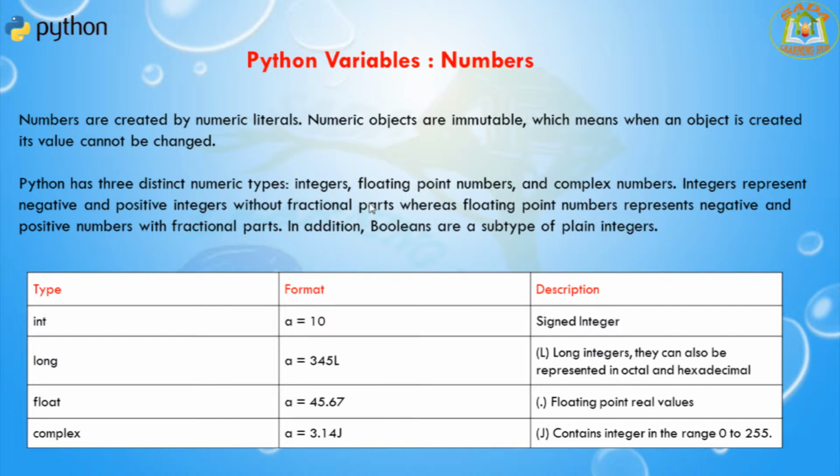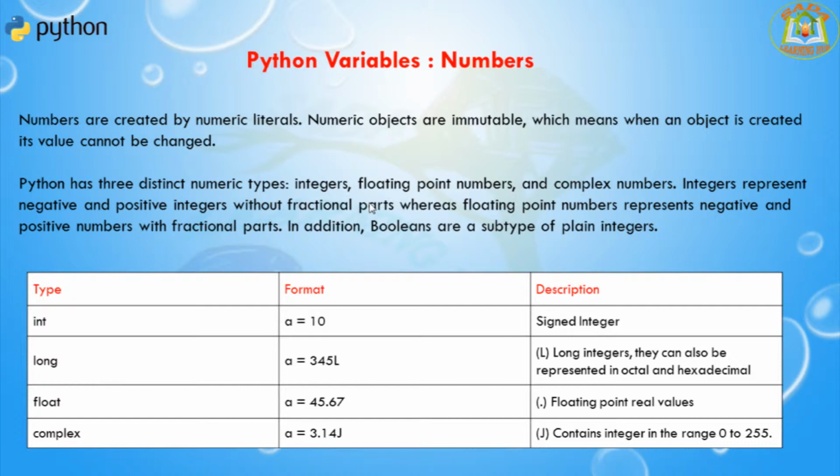We are going to learn number variables in Python. There are different types of variables in Python: number variables, string variables, tuples, lists, and dictionaries. Now I am going to discuss the number data type in Python.